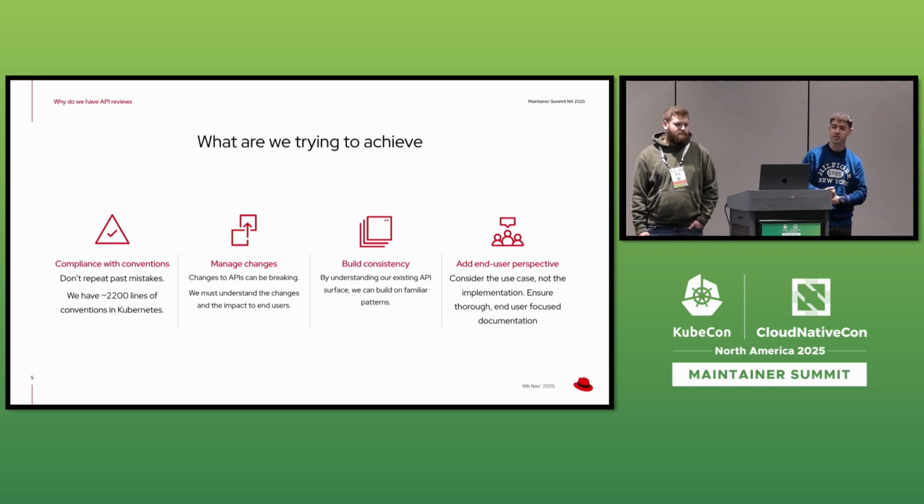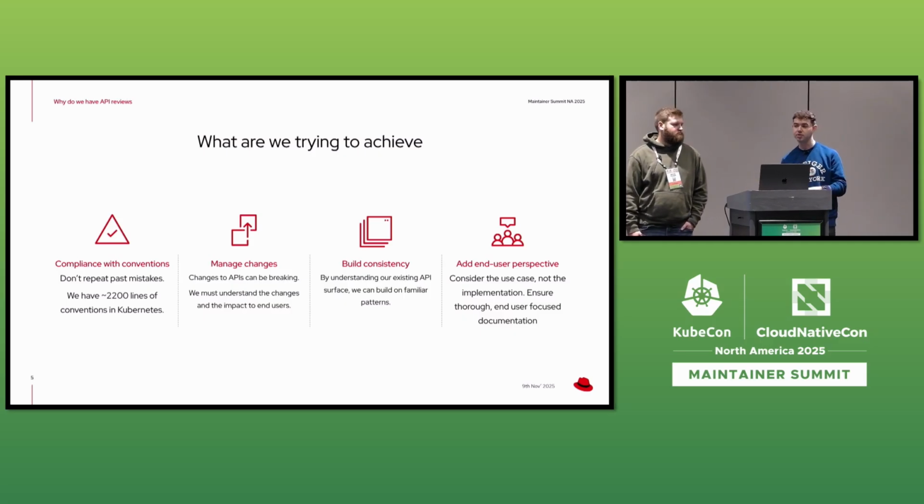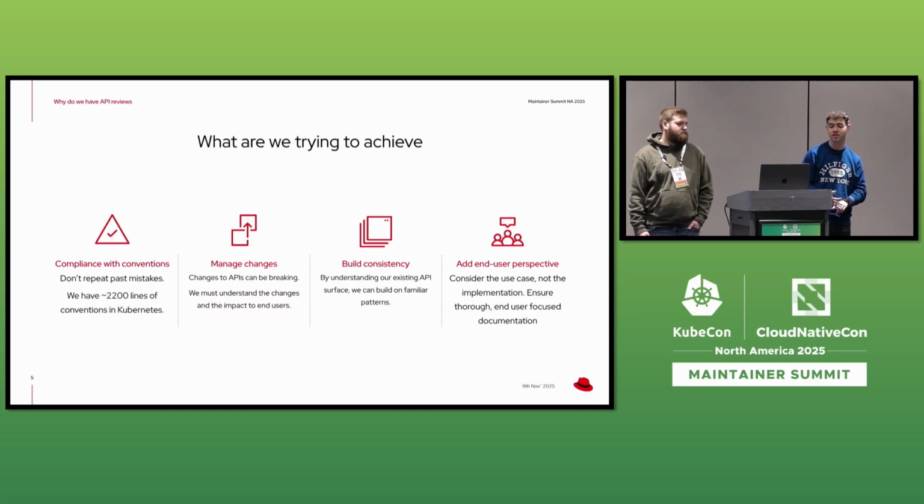We're also looking at consistency. By reviewing a huge and widespread group of APIs, we can try and build lots of different APIs that kind of look similar. That's beneficial to end users because it means they'll have familiarity when they jump from one API to the next. An example of that might be that the enums in Kube APIs are all Pascal case, for example. And finally, adding an end user perspective.